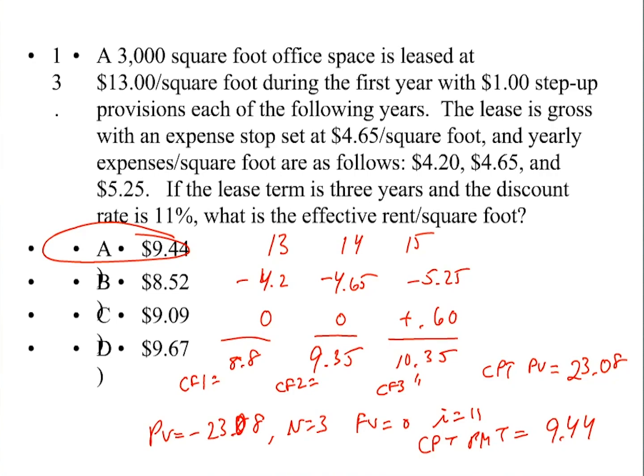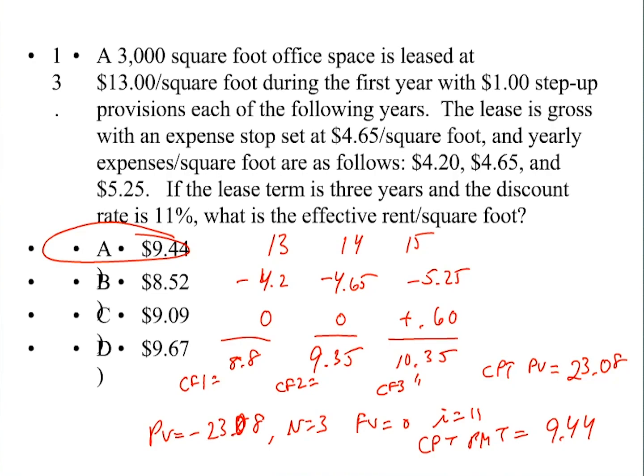So what we need to do is find out the cash flow for each of the 3 years. First year, we get the $13, then we have to pay the expenses of $4.20, and nothing gets reimbursed because the expense stop is above the $4.20 at $4.65.